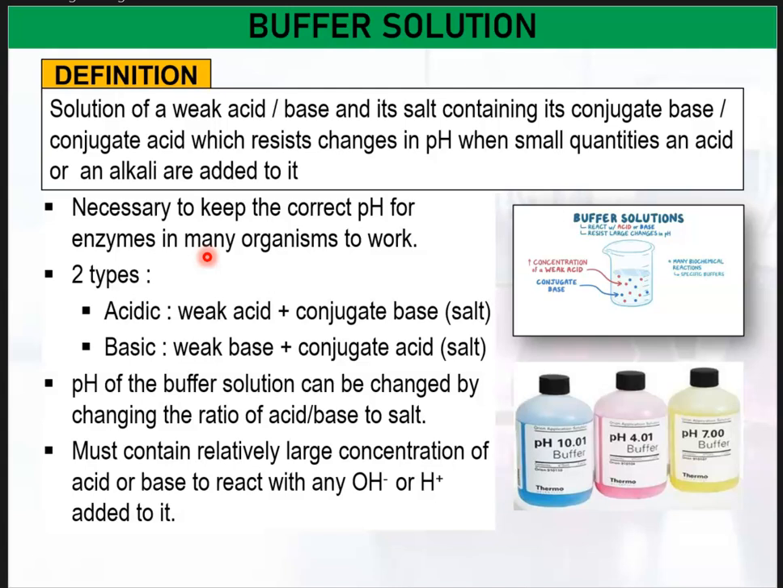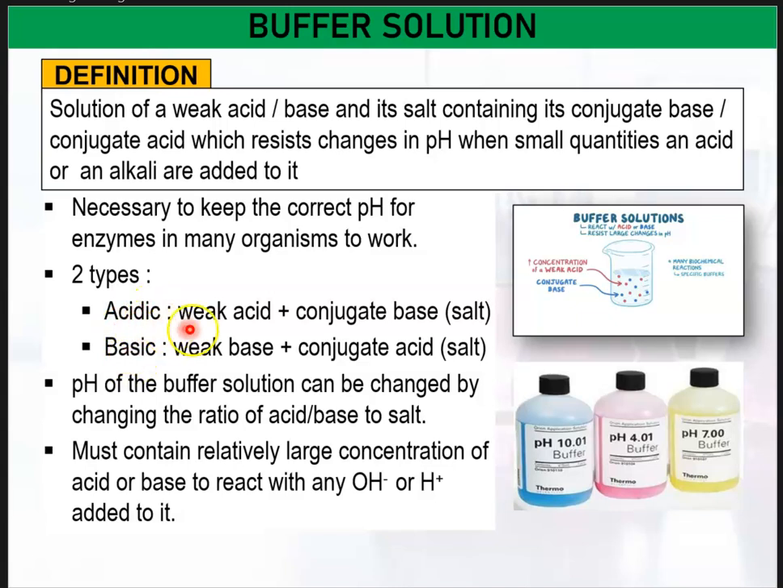Banyak lagi kat tempat lain ya, dalam enzim especially. Enzim banyak sangat buffer solution because buffer can maintain the pH of the enzyme. We have two types of buffer. We have acidic buffer and basic buffer.